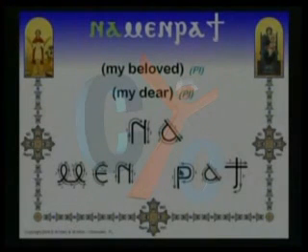And then the last part is rati. This is the rho that we saw before, and the alpha that we saw before. And this one is a new letter. It looks like the T and I on top of it, so it is T. So this is na men rati.